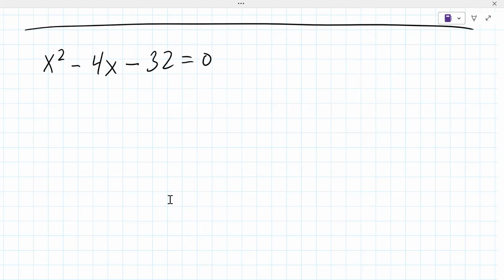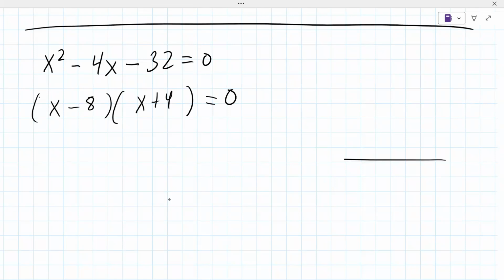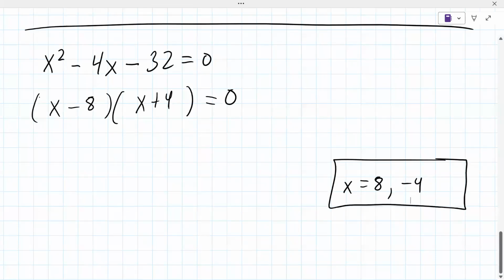So it'd be in parentheses x minus 8, and then x plus 4, and then you'd set each of them equal to 0. Yes. So what are the final answers here? X equals positive 8 and x equals negative 4. Very good. Okay. That went really well.